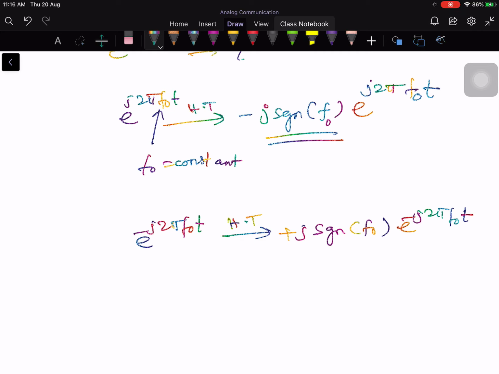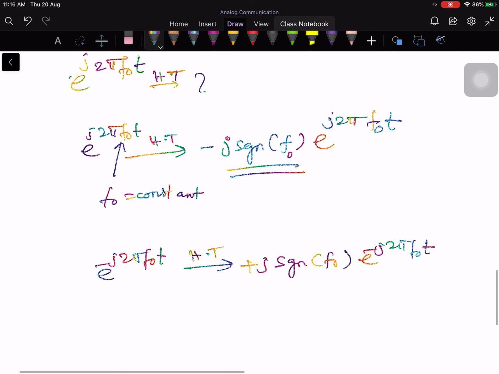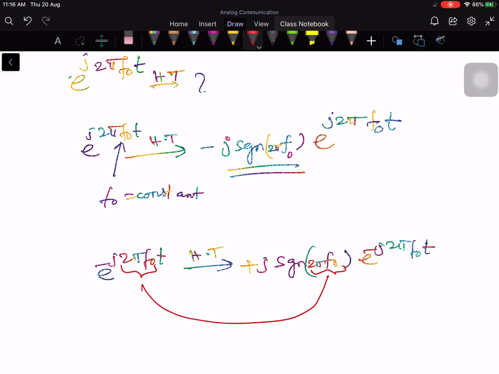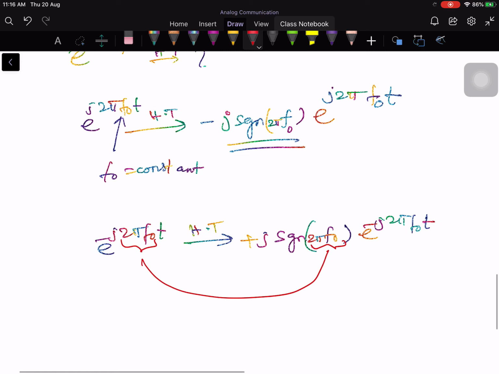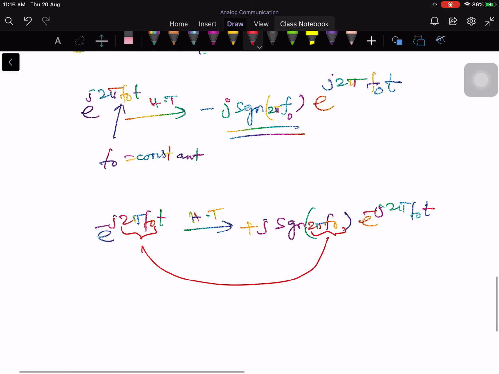And one more thing, I made a mistake here. One second. 2 pi and here also 2 pi. The reason is this parameter and this parameter should be both same. There should not be any difference. So please convince yourself that this is correct. Okay, so you have to take into account the sign of this exponent. So this is the thing that comes directly here.